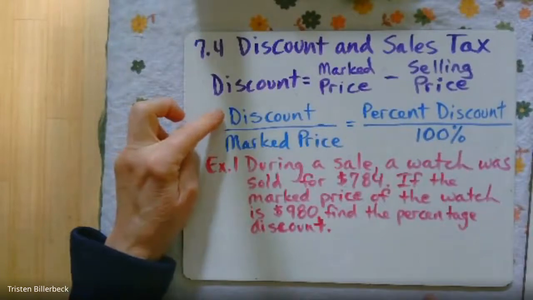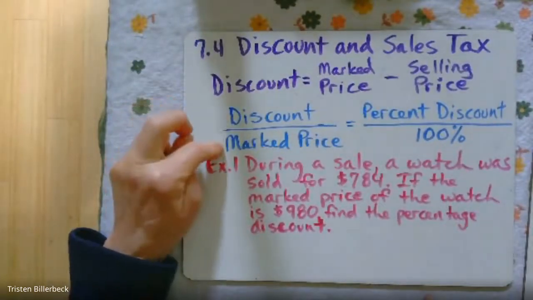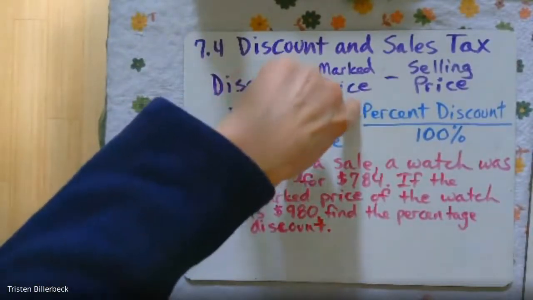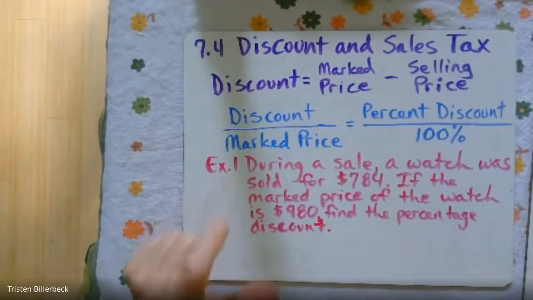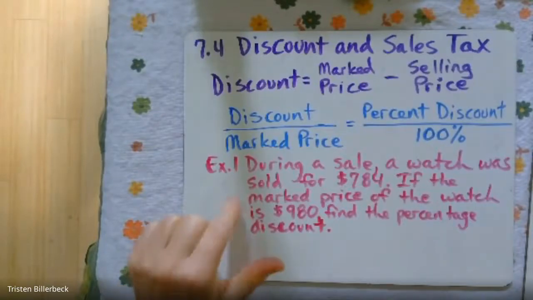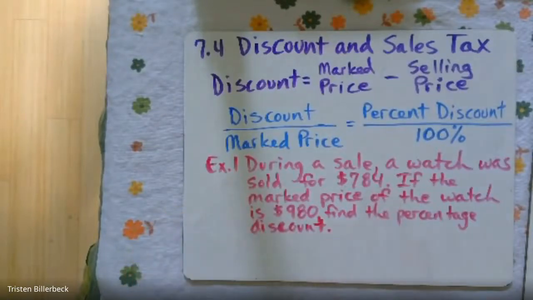So we have discount over marked price equals the percent discount over 100%. Hey, during a sale, a watch was sold for $784. If the marked price of the watch is $980, find the percent discount.